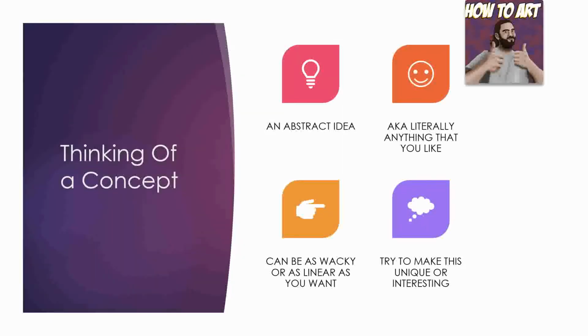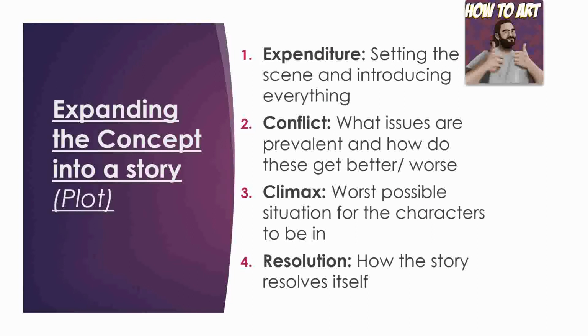Great, so we should have a concept, and at the end of this video I want to hear what you've come up with. Brilliant, now we have our concept, we need to write it into a story. Typically you want to follow the generic layout of introducing the story and setting, that's called exposition, have a build up and conflict, reach a climax, this is the worst position for the characters to be in, and find a resolution, how they overcome or don't overcome the situation.